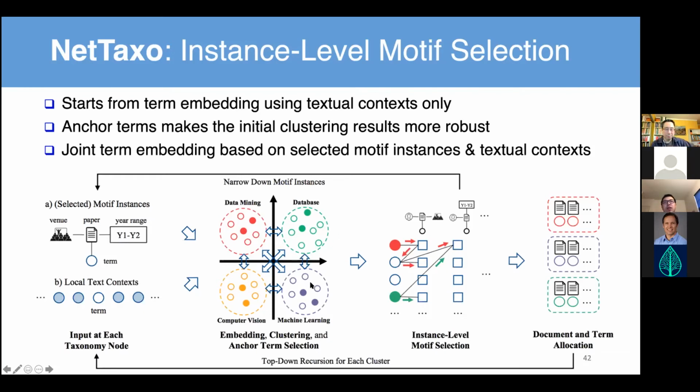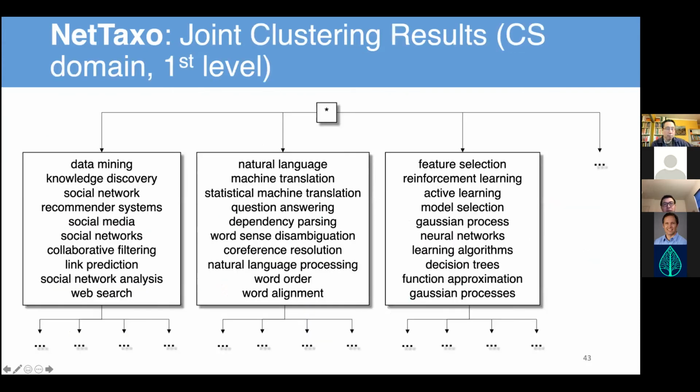After that, based on the clustering results, we are going to distribute the documents and the phrases into different clusters, and then we follow the top-down manner to do the recursion. So this is kind of the general framework for this NetTaxo. We designed the method based on our observations and try to find some selection to address this. So let me show you how effective the selection is. But before that, let's look at some example results.